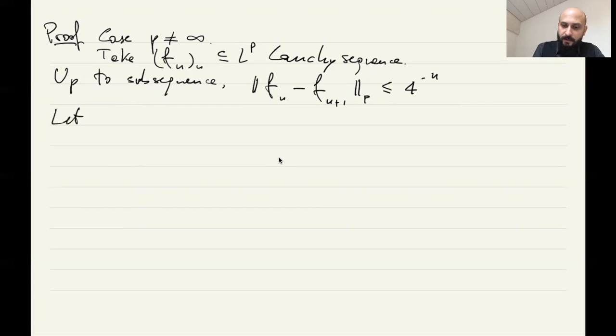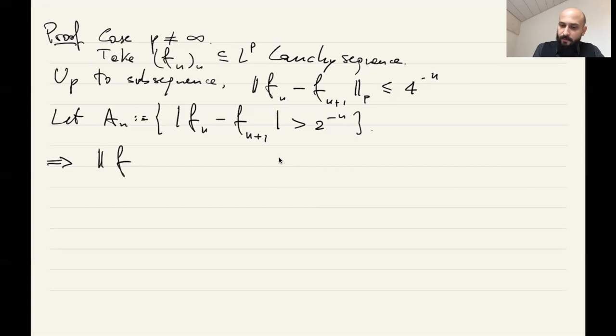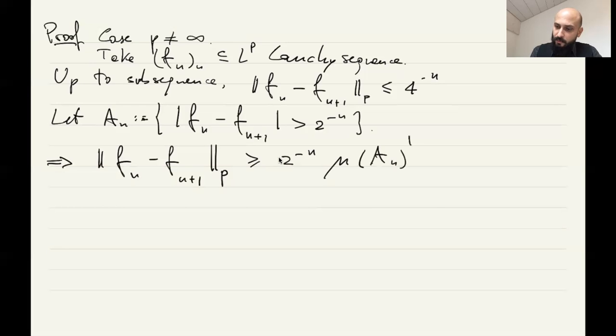Okay, and now we consider the set A_n, the set of points for which the absolute value of f_n minus f_{n+1} is greater than 2 to the minus n. Therefore, what we can say is that the p norm of this difference of functions, since on this set the function has at least this value, we can bound from below by 2 to the minus n, because we raise to the p but then we take the p root, times the measure of A_n to the 1 over p.